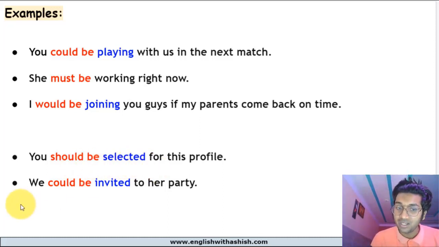Helping verb, main verb. We could be invited to her party. We could be invited, right? Somebody could invite us to her party, right? We could be invited. Helping verb, main verb. Okay, so that's what a helping verb and auxiliary verb is.